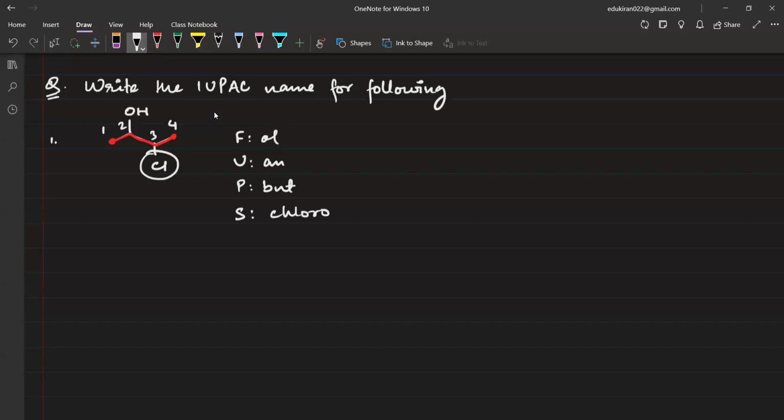So now chloro is in which position? It is in the 3rd position. And OH is in which position? OH is on the 2nd carbon atom, so you'll write 2-ol. So what will be the name? It will be 3-chlorobutan-2-ol. Is this clear? Yes or no? Please tell me. Yes, sir.